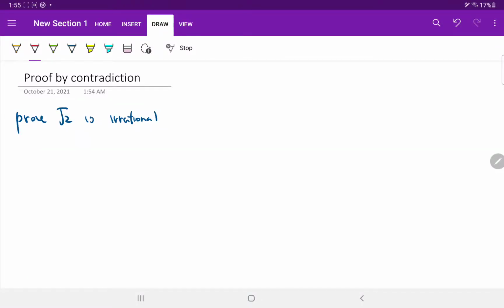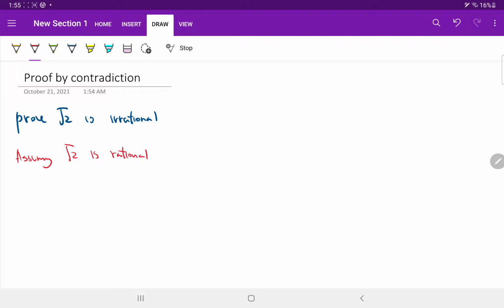Alright guys, today we're going to take a look at this new method of proving, which is proof by contradiction. We want to prove the following statement: prove that square root of 2 is irrational. So how will we do this? We'll do this by assuming square root of 2 is rational.